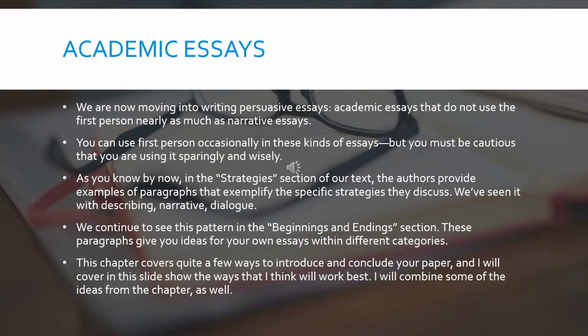As you know by now, in the strategy section of our text, the authors provide examples of paragraphs that exemplify the specific strategies they discuss. And we've seen that with describing, narrating, and dialogue in this section. We continue to see this pattern in the beginning and ending section. These paragraphs, for instance, the introduction paragraph at the bottom of page 373, or the intro paragraph at the end of page 376, all of them give you ideas for your own essays within the different categories.